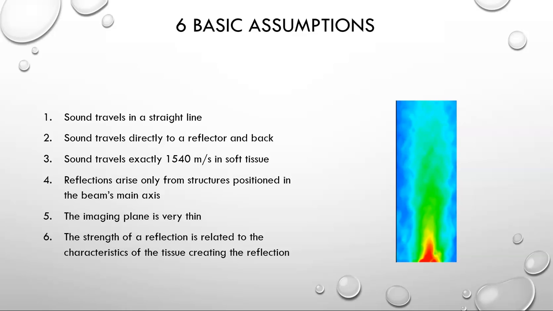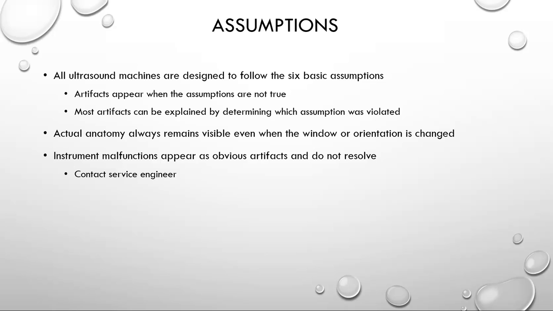Sound does not ever travel at exactly 1540 meters per second. It only does so in the mythical soft tissue that is an average of the soft tissues in the body. Sound travels differently in every tissue that it encounters. So all ultrasound machines have to be designed to follow these 6 basic assumptions, but artifacts will appear when the assumptions are not true. Most artifacts can be explained by determining which assumption was violated.